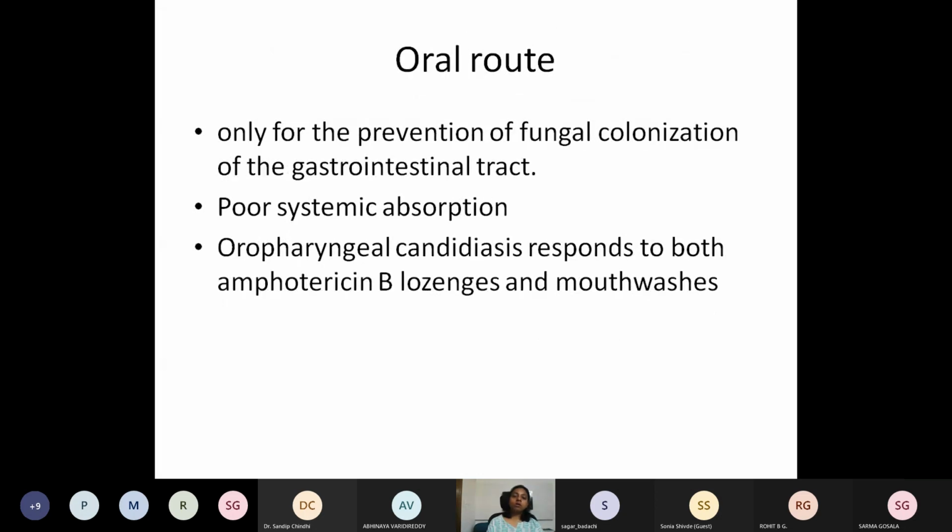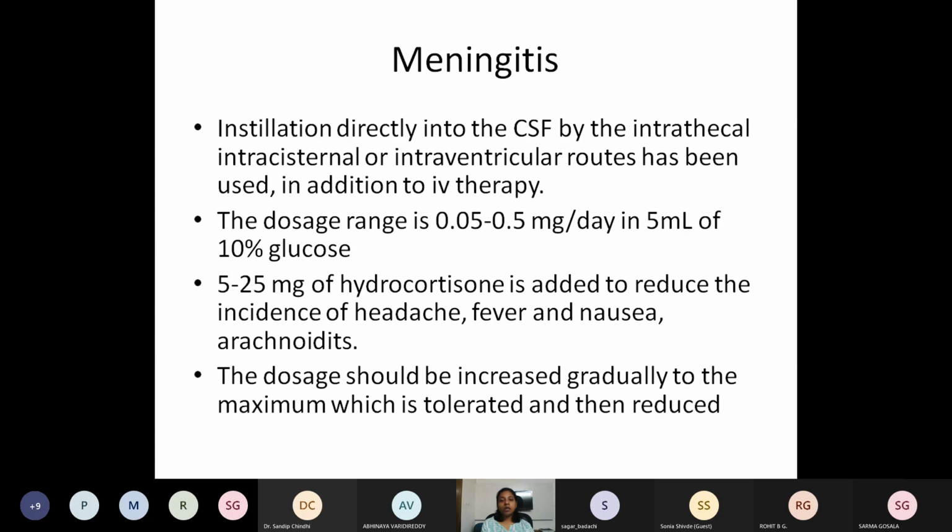Oral route. The conventional amphotericin B or the earlier compounds are not absorbed orally, and it can be given only for the prevention of fungal colonization of the GI tract. So when there is persistent esophageal candidiasis or it's not responding to treatment, they've used amphotericin B lozenges and mouthwashes, and this responds well.